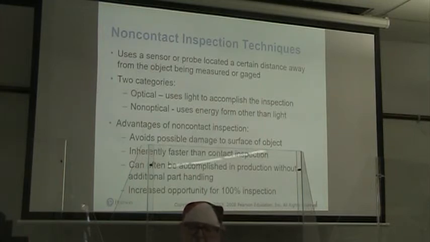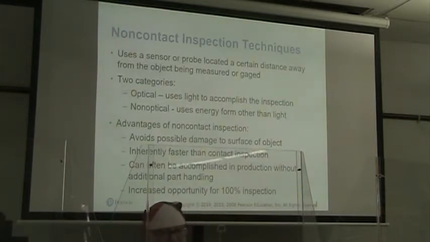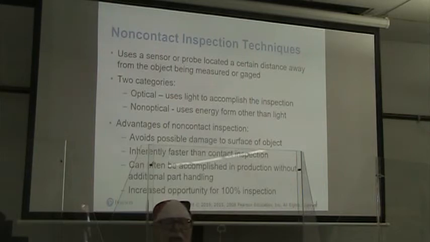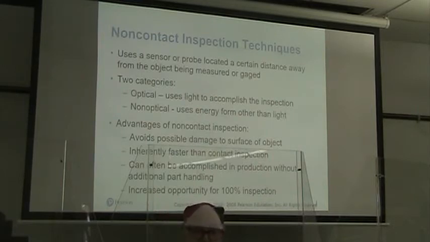The advantages of non-contact inspection: well, we avoid any possible damage to the surface of the object. It is inherently faster than contact inspection. We can often accomplish that in the production line or in production without having to do additional part handling. And it gives us an increased opportunity for 100% inspection.